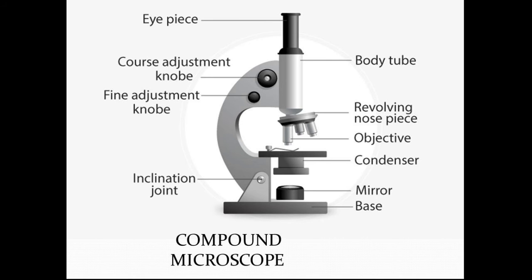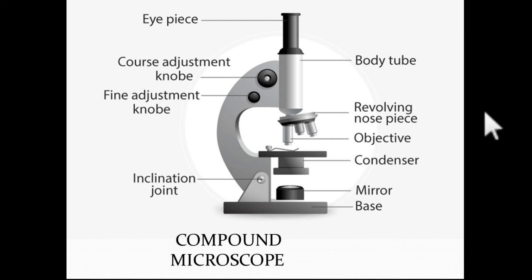Coming on to the first diagram of the chapter, compound microscope, children. First of all, see here in the diagram you can see eyepiece. Here is the eyepiece, the lens the viewer looks through to see the specimen. Eyepiece usually contains a 10x or 15x power lens. Then children, coming on to the body tube, which connects the eyepiece to the objective lenses. The body tube is connecting the eyepiece with the objective lenses.